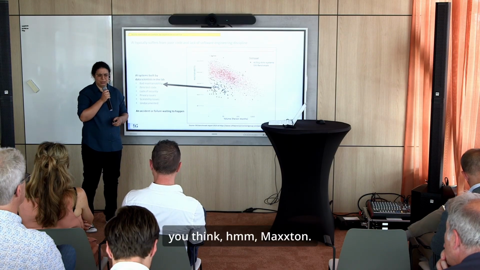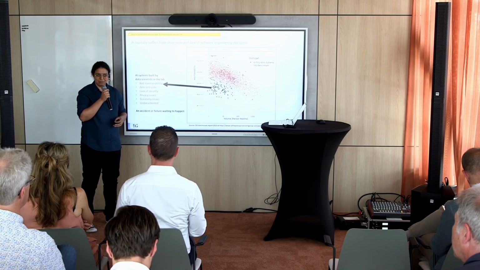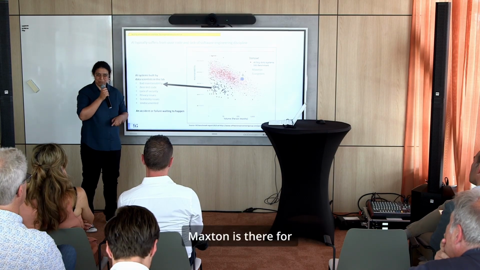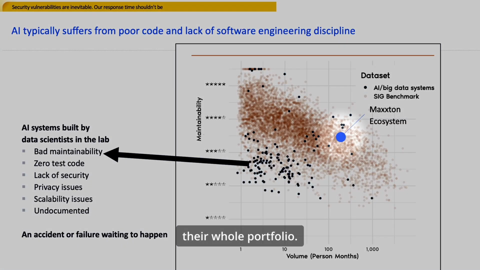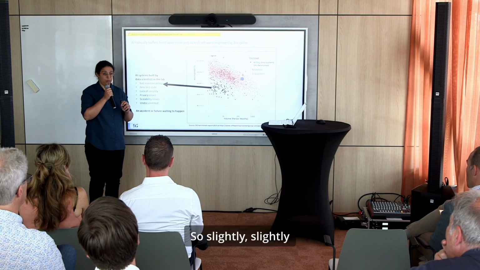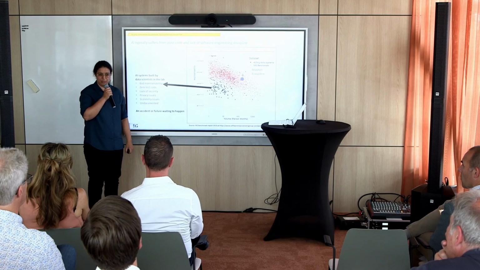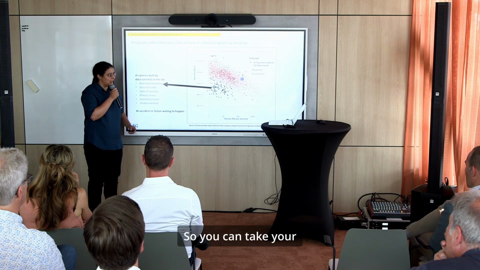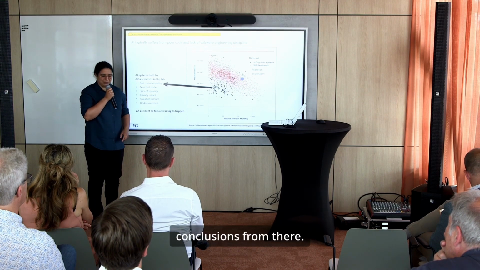And then of course you think, Maxxton, where is Maxxton, right? Maxxton is there for their whole portfolio. So I took the average, and it's an average of 3.3. So net slightly below market average, but it is up there in the good quality space. So you can take your conclusions from there.